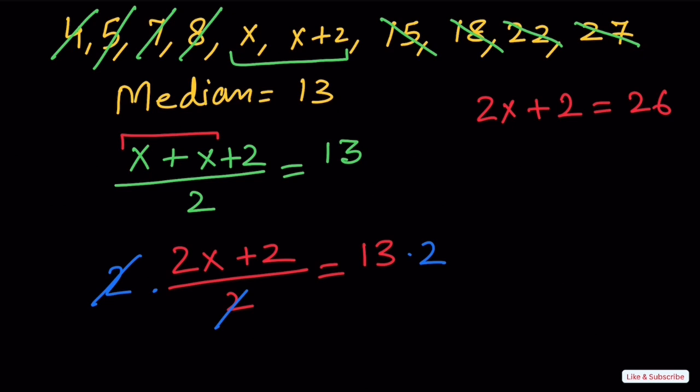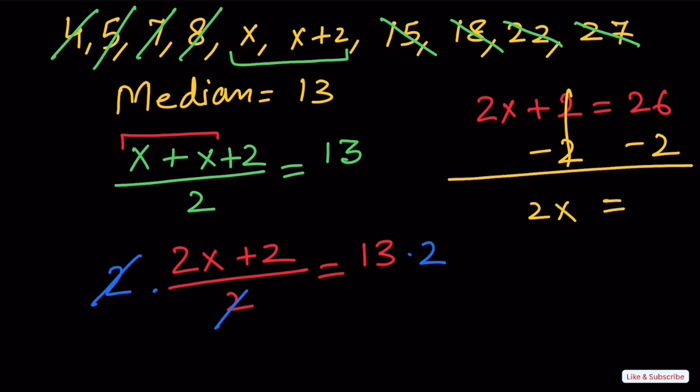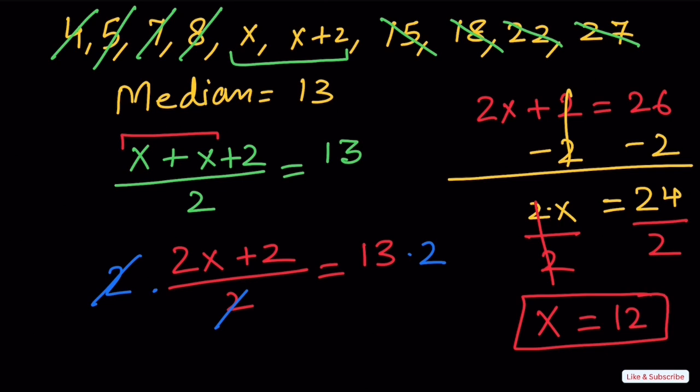That 2 is in addition. I want to get rid of that. So I'll subtract 2 from both sides. I'm left with 2x equal to 24. 2 is in multiply, so I want to get rid of that. So I'll divide by 2 on both sides. I got x equal to 12. And I hope that's your answer in this case. So my first missing number is 12, which is right here for x. And my second number is x plus 2, which gives me 12 plus 2, that is 14. So these are the two missing numbers we have in this case.